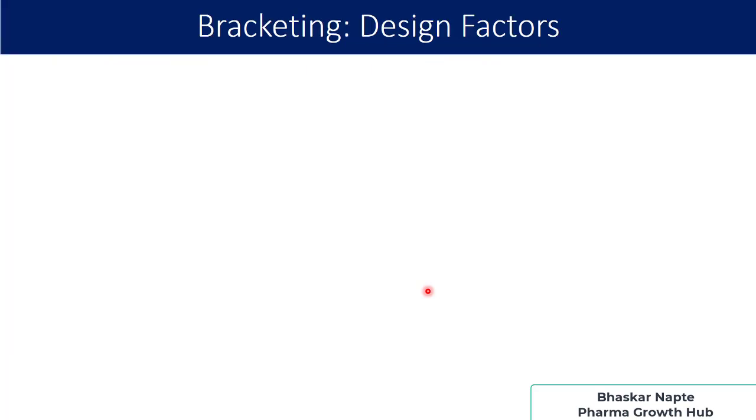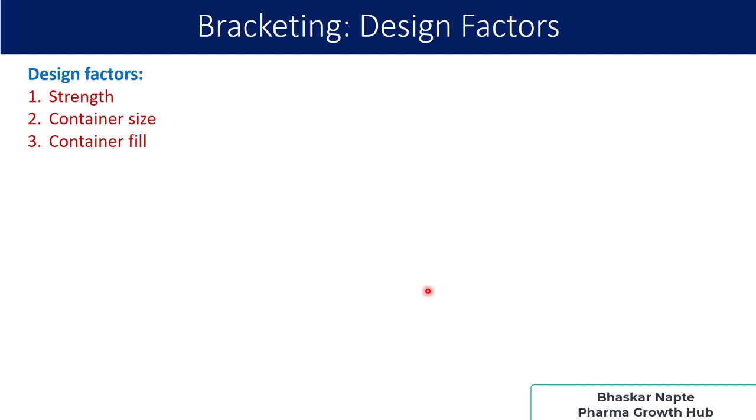Let us understand what the various design factors are that one can consider while using the bracketing approach. There are three important design factors you must consider. The first is strength, the second is container size, and the third is the container fill.